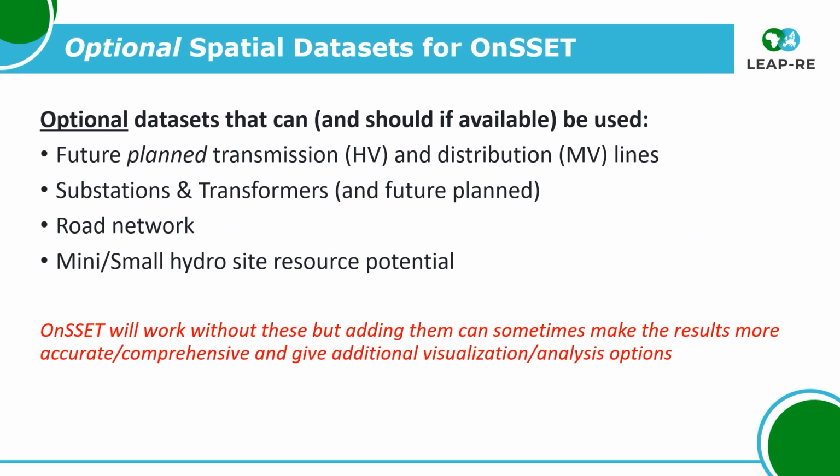Some optional data sets that can be used in OnSSET but are not critical include the future planned transmission in the HV lines and distribution MV lines, substations and transformers, including perhaps also planned transformers, the current road network, and mini or small hydro site potential. These can sometimes make your analysis more detailed or accurate, and perhaps give you other questions or visualization options to be able to answer it. However, they are not critical to be able to run OnSSET.